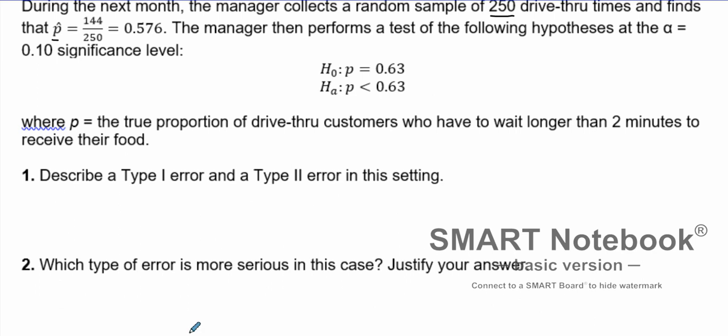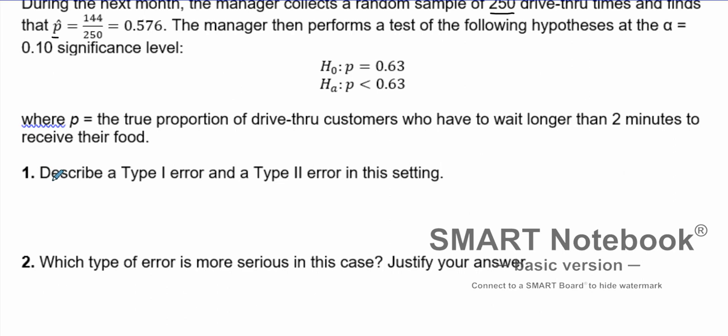Now, the question is this, my friends. We have to describe a type 1 error and a type 2 error in this setting. So see if you can do this by yourself. You can pause this video and we're going to go through it in just a little bit. But all right, let's see if we can do this.